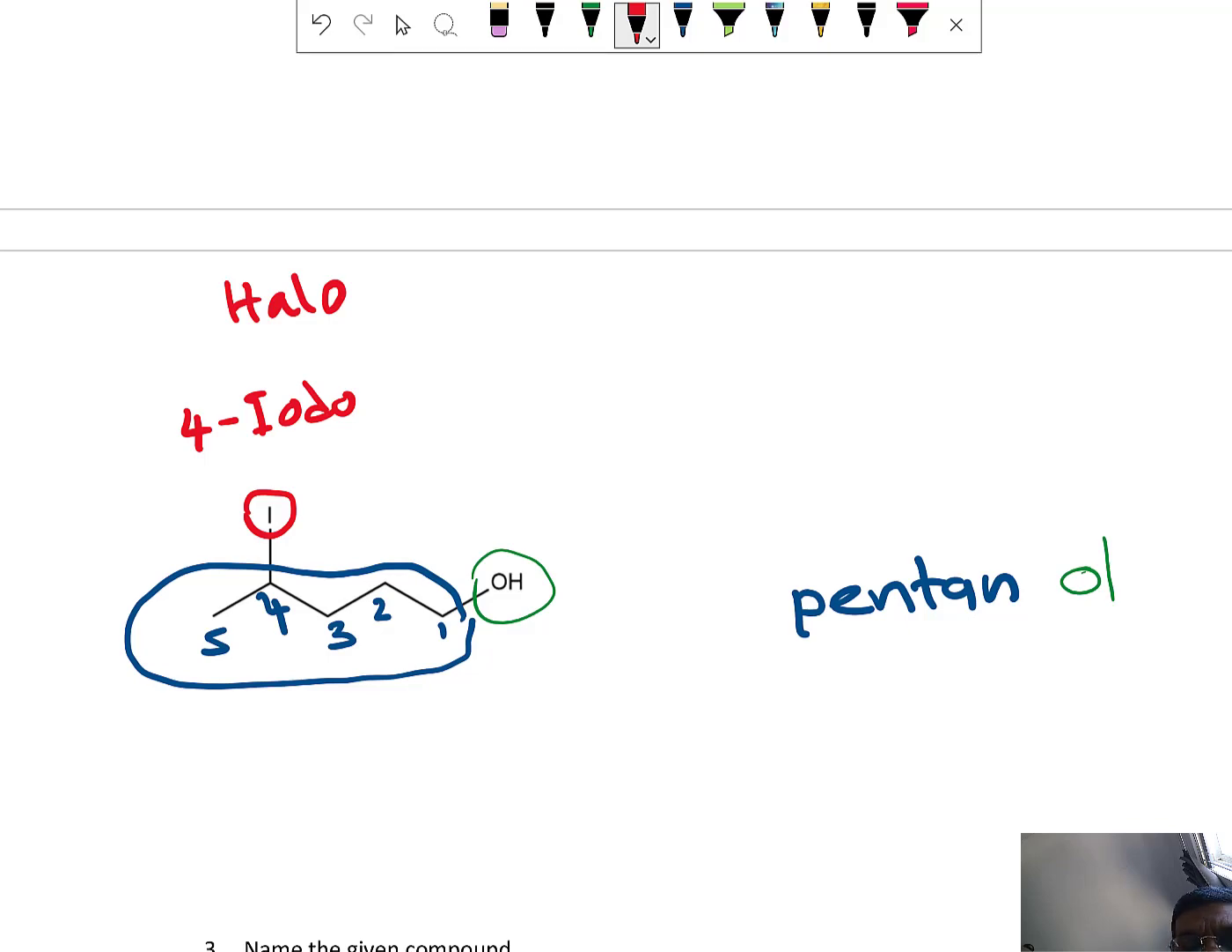So okay, the name is then 4-iodo pentanol. It's one term though, but you can break it down for you to learn. Substituent 4-iodo, carbon chain pentane, and the functional group 1-ol, but you say ol. Okay.